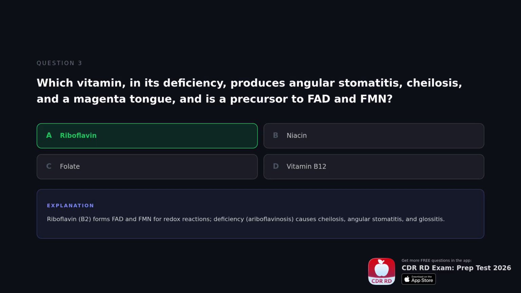The correct answer is riboflavin. Riboflavin, B2, forms FAD and FMN for redox reactions. Deficiency, riboflavinosis, causes cheilosis, angular stomatitis, and glossitis.